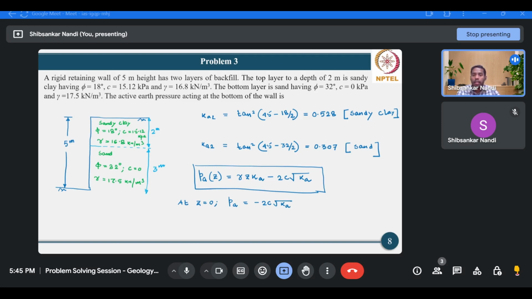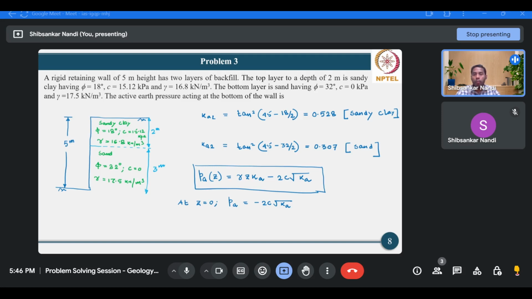Now what does it indicate? The pressure is having a negative value. It indicates the top of the backfill is under tension. Since we consider compression as positive, a negative value will indicate that the top of the soil, or the top of the backfill, is under tension.